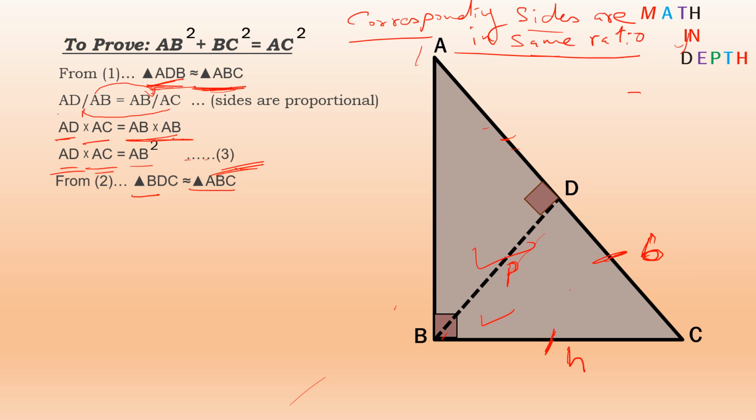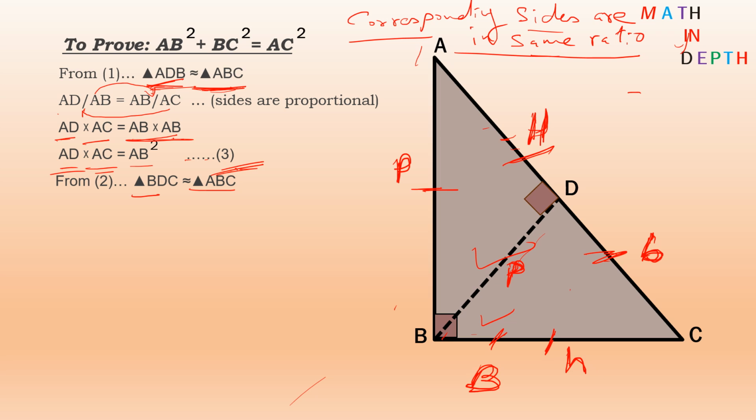And in the bigger triangle, the original triangle, this is the perpendicular line, this one is the baseline, and this one is the hypotenuse. Sorry: this is the hypotenuse, this is the perpendicular line, and this is the baseline for the big triangle. And in the small triangle BDC, this is the perpendicular, this is the baseline, and this is the hypotenuse.